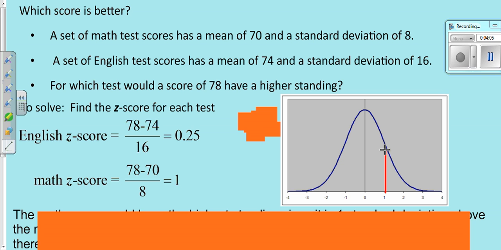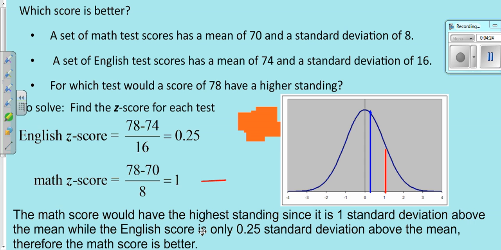So this is our math right here. Now, our English gave us a z-score of about a quarter, which would be about right here. Well, which one has more area to the left? Well, obviously the red one, since it's farther to the right, there's more area over here. So that means the math test, 78, is better, since it's a higher z-score.